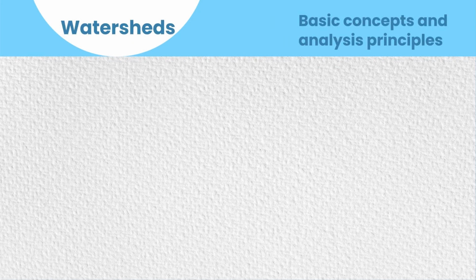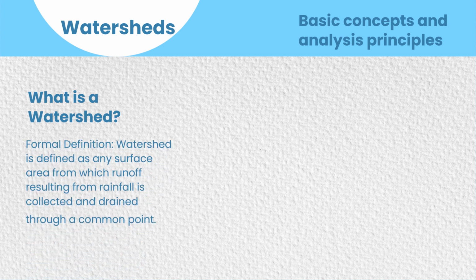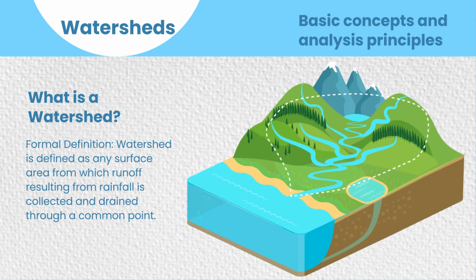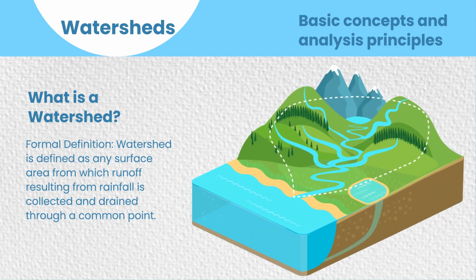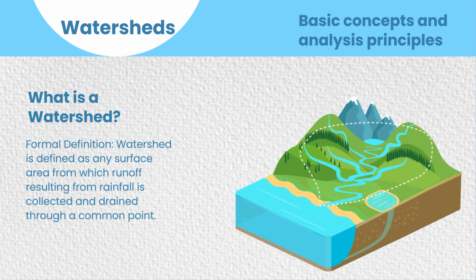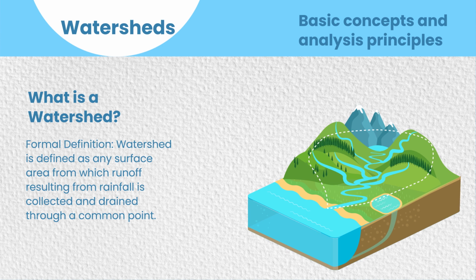When we look for a formal definition of watershed, we will probably find this definition. A watershed is any surface area from which runoff resulting from rainfall is collected and drained through a common point. And this is correct. In fact, this is the definition. A watershed is an area where all the drops of water that fall in that area drain to the same point.